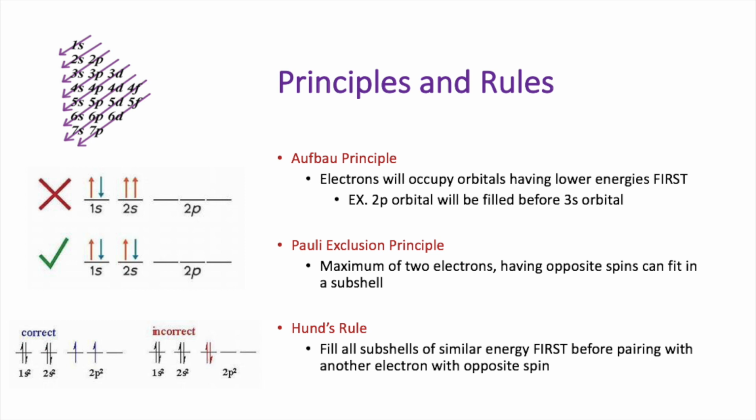Now let's look into Hund's rule. Hund's rule states that we must fill all subshells of similar energy first before pairing another electron with an opposite spin. Refer to the third visual on the correct and incorrect way of placing electrons into subshells of the orbitals. You can see how the 2p orbital has 3 subshells that can occupy a max of 6 electrons. But for this example, there are only 2 electrons to place. Instead of placing both electrons in the same subshell, you have to distribute at least 1 electron in each subshell before doubling up.